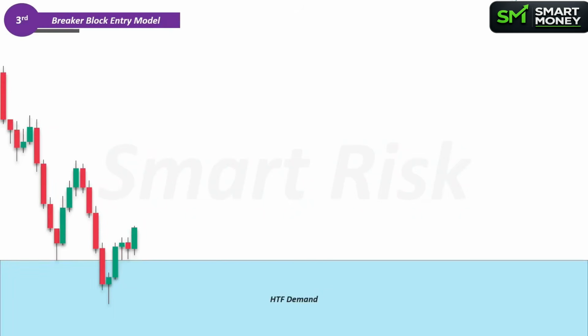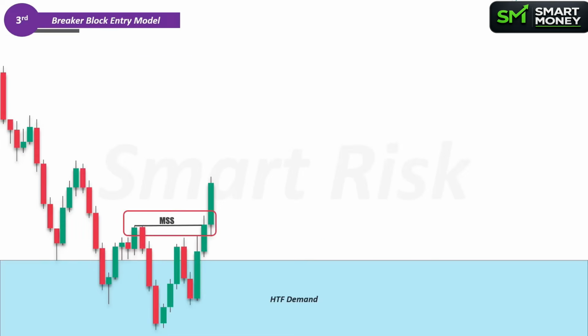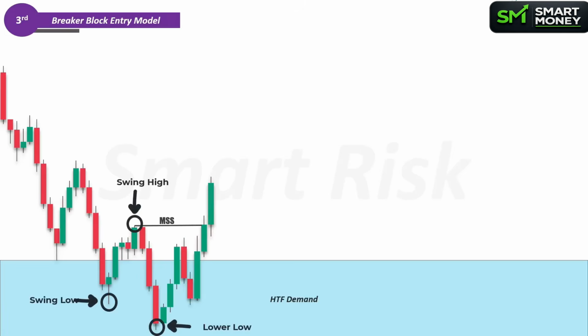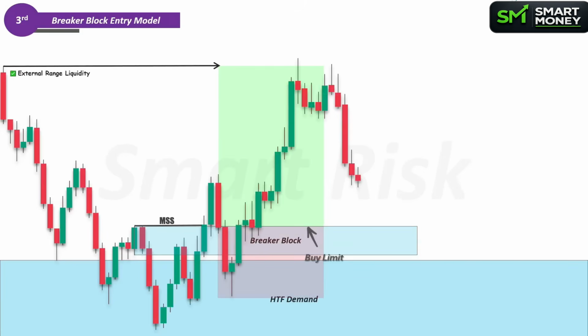The third entry method is the breaker block. Unlike a mitigation block, which forms with a higher low, a bullish breaker block requires price to create a lower low. Price must first form a swing low, followed by a swing high and then a lower low. After taking the previous low, price should immediately expand upward and break above the swing high, confirming a bullish market structure shift. The up-close candle, or series of up-close candles, formed between the initial swing low and swing high becomes the bullish breaker block. This is the area we can use to enter a long position when price retraces back into it. The same concepts apply to bearish entry models, but in the opposite direction.